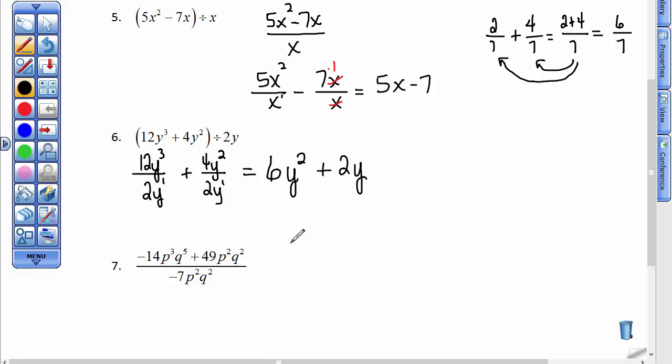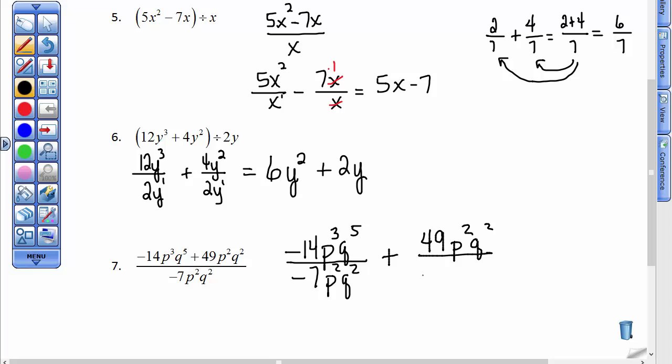Let's go here for the next one. So I've got a -14, p to the third power, q to the fifth power, and I'm going to put the denominator of a -7 right underneath that. Try to line up the p's and the q's. Then the 49, p squared, q squared, and I'm going to put that -7 right underneath it as well. And now I'm going to go ahead and reduce. So this negative divided by a negative, those are just arithmetic. 14 divided by 7 is 2. Negative divided by a negative is a +2.